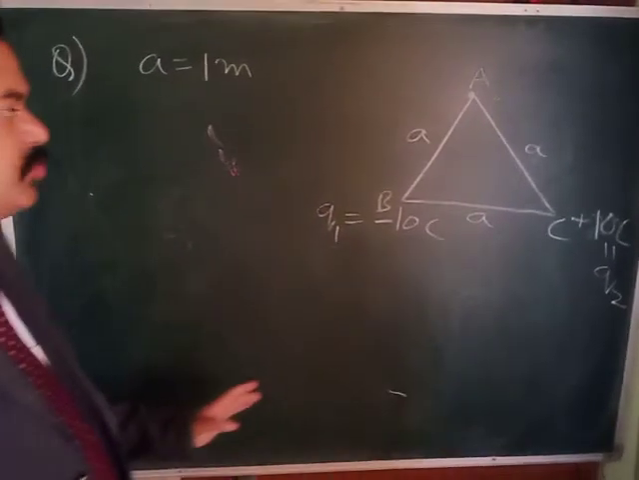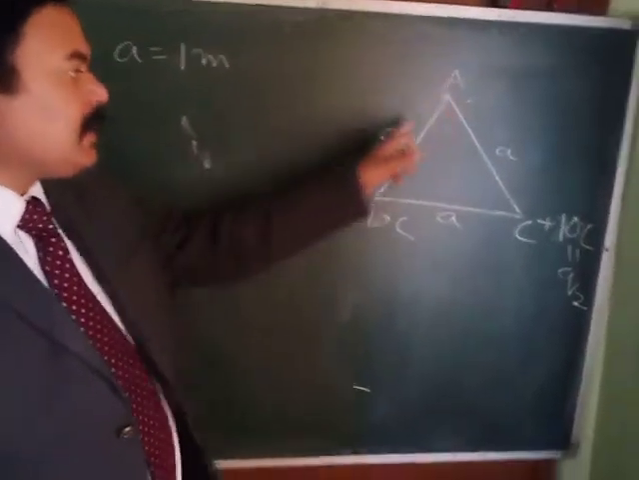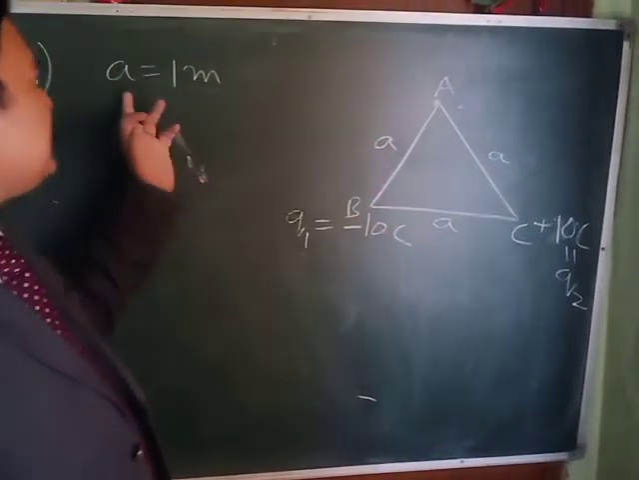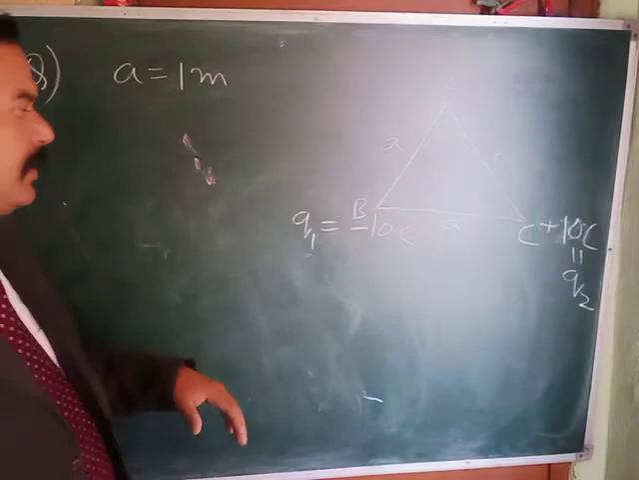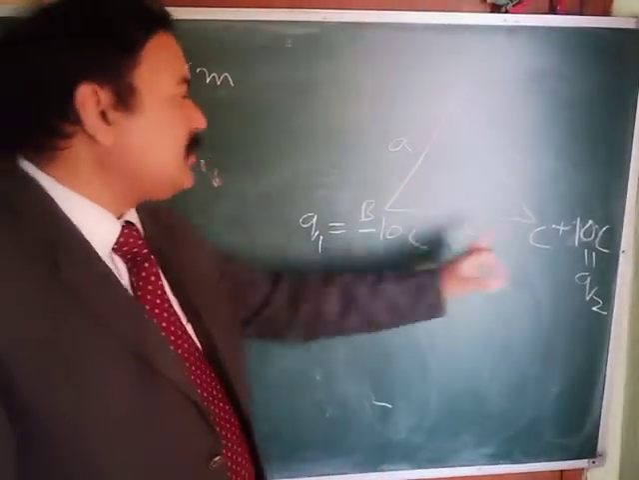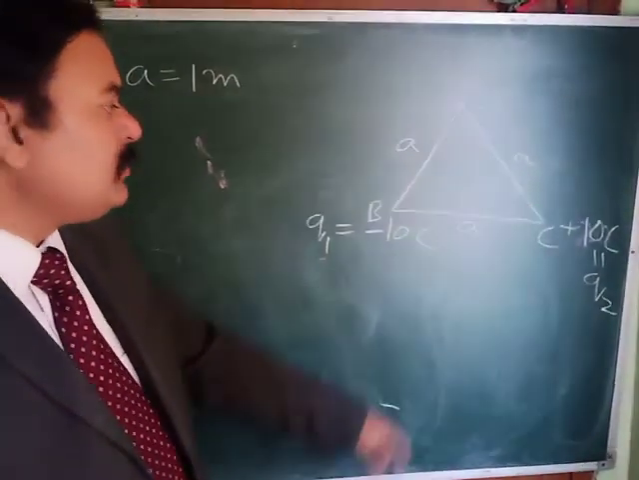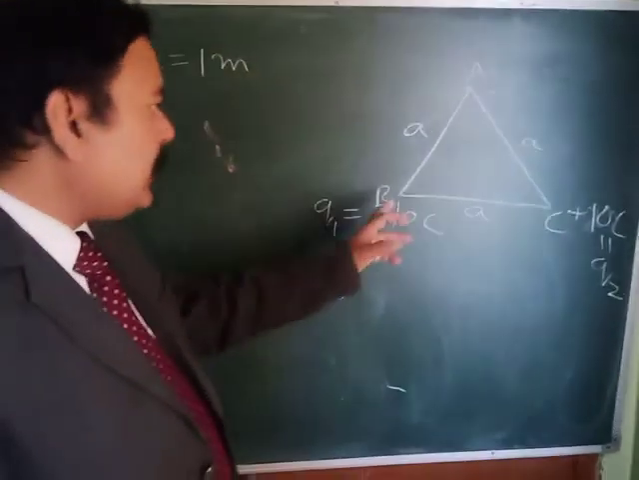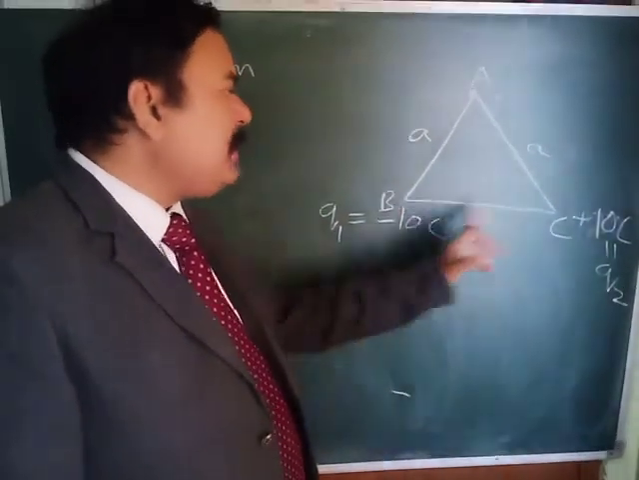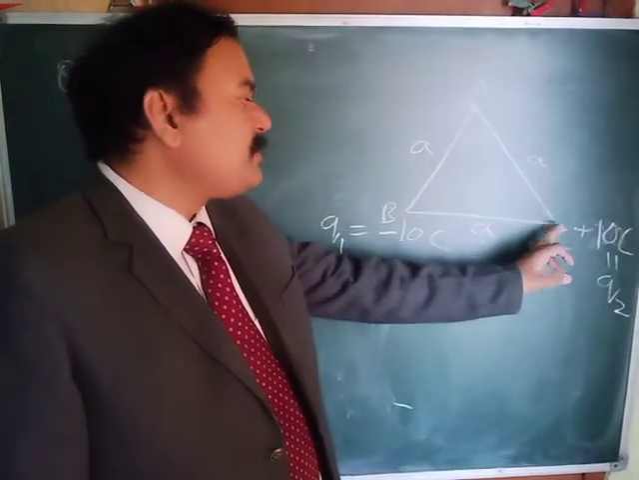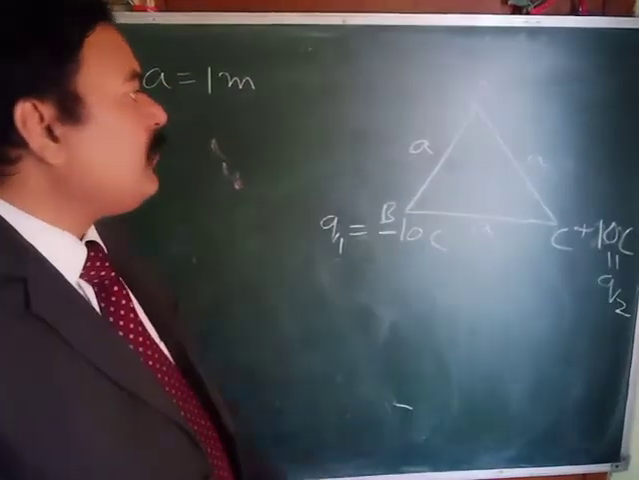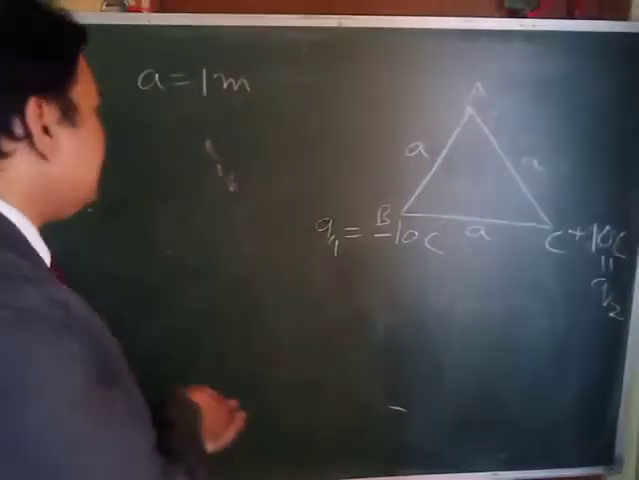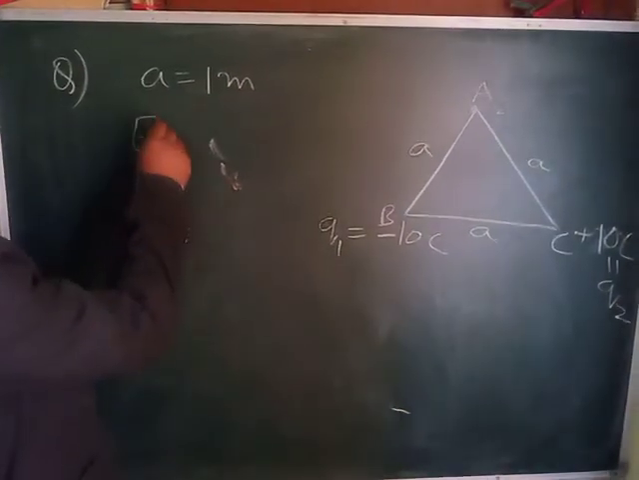Let us take another question. This is an equilateral triangle, as you can see, having each side A, where A is equal to 1 meter. There are two charges: Q1 is minus 10 coulomb and Q2 is plus 10 coulomb. Q1 is placed at point B and Q2 is placed at point C. We have to find the net electric field at point A.